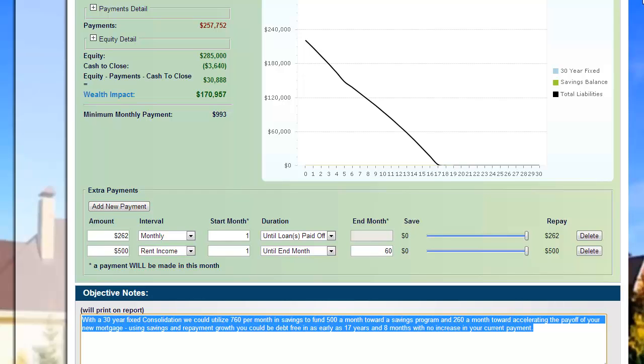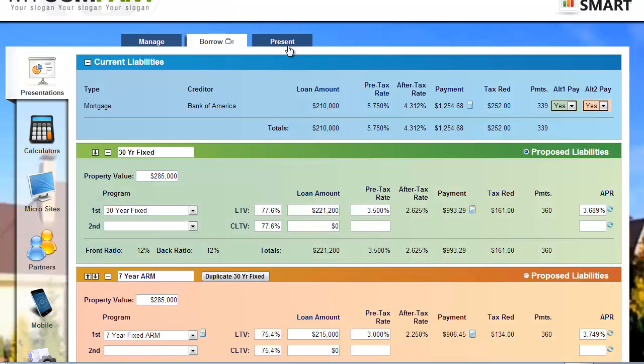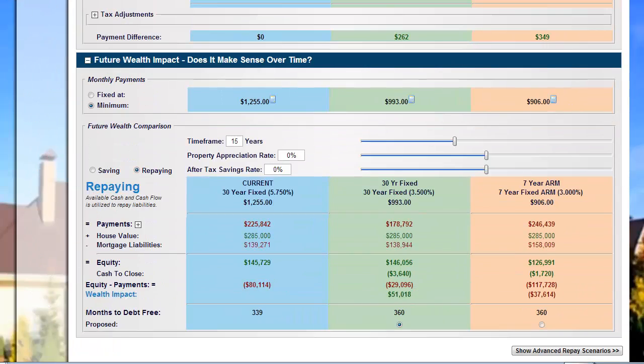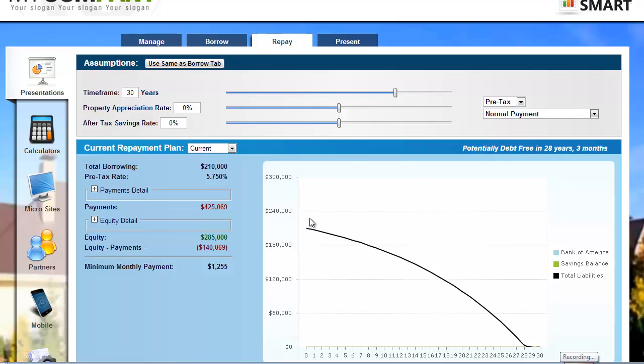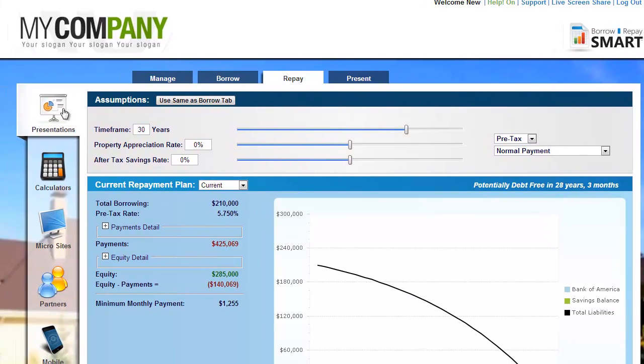Now you'll notice again, if I want to get rid of this tab, I simply click Hide Advanced Repay Scenarios, and that's gone. I didn't lose my data, it's still there. To bring it back up, I just simply click Expand, and that's going to bring that tab up, and all the data from before is still going to be there. I also do want to note that if I am adding windows, remember I'm adding additional capabilities to the software as I turn those on.